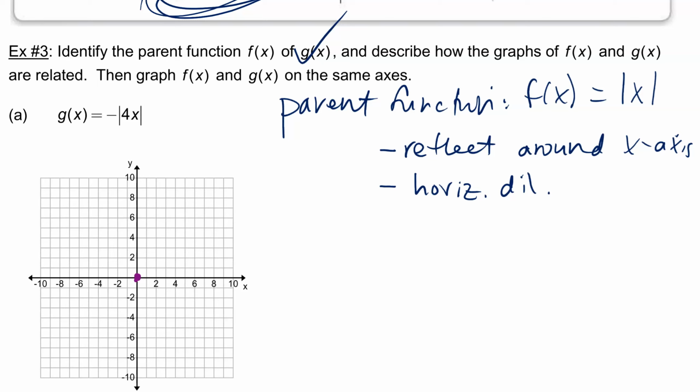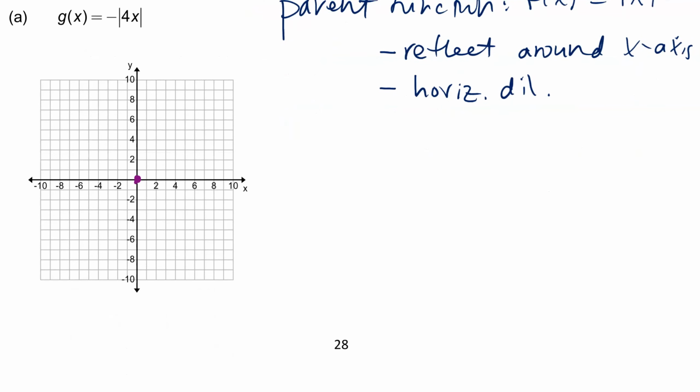And then the horizontal dilation means it's going to be 4 times thinner. What used to be wide is now 1/4 the width it used to be. So it used to be a nice V, and that's going to be a very sharp V. Normally I would have a point at 1, 1, but I reflect, so it would be 1, -1. But then I have this dilation, so it'd be 1, -4.